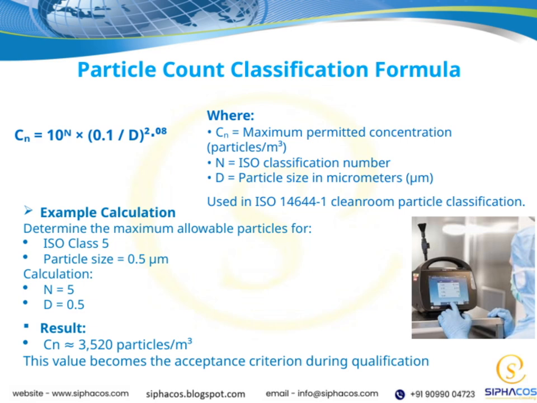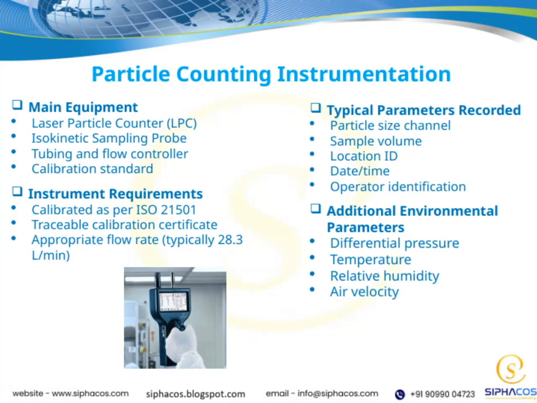and particle sizes. On this slide, we're looking at the typical parameters we record during particle size analysis. First, the particle size channel is crucial because it categorizes particles based on their size, which helps us understand the distribution within a sample. Then, we have the sample volume, which is simply the amount of air or fluid we analyze, ensuring consistency across measurements. The location ID and date or time are essential for traceability and for correlating results with specific environmental conditions or sampling periods. Operator identification is also recorded to maintain accountability and quality control.